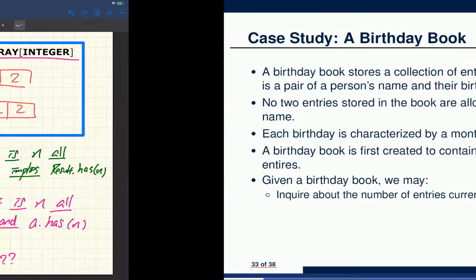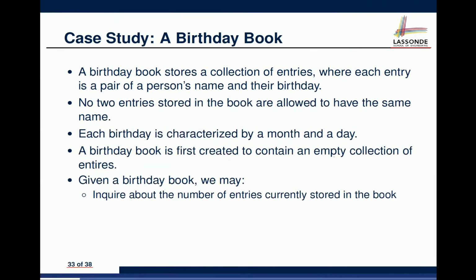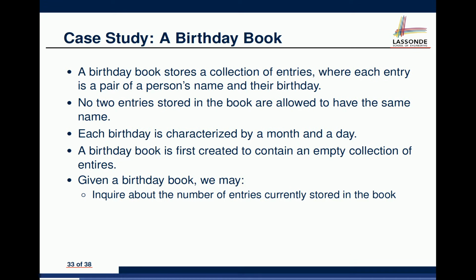This is one possible birthday book. Let's say we got basically 4 entries. We got Alan, Mark, Tom, and Jim, and we got 3 possible birthdays. Let's say, right? We got the different mappings. So now, what about the different operations? I'll sketch quickly, and then we'll make it precise.